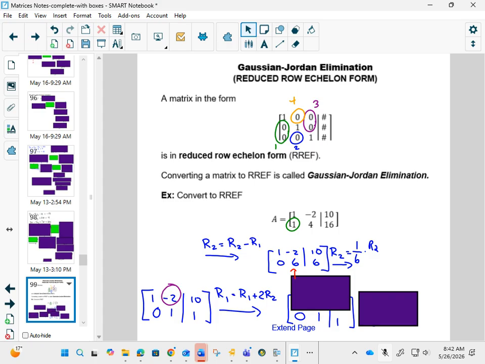Changing row 1. Notice that when I already have a 0 in this bottom left, when I do row 1 plus 2 times row 2's, it doesn't actually change. This top one will stay a 1. But now row 1, -2 plus 2 row 2's, that gives me 0. And row 1 plus 2 row 2's, that'll give me 12. So now I know that x is 12 and y is 1.